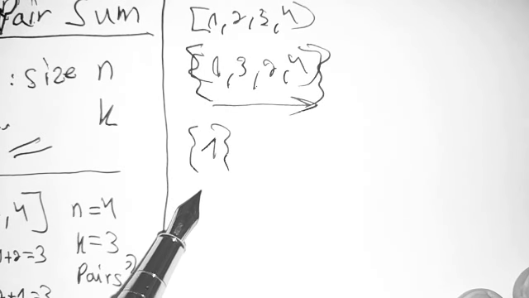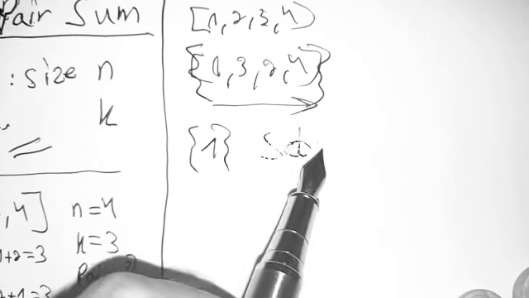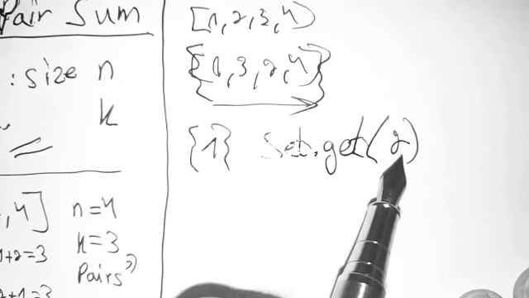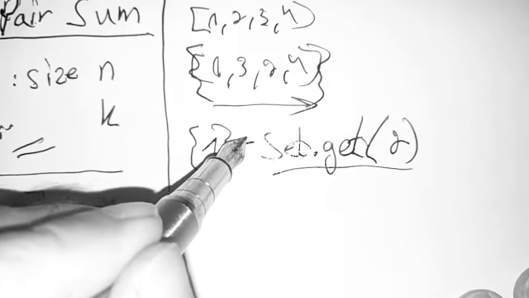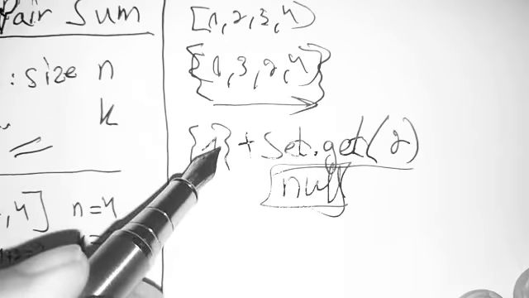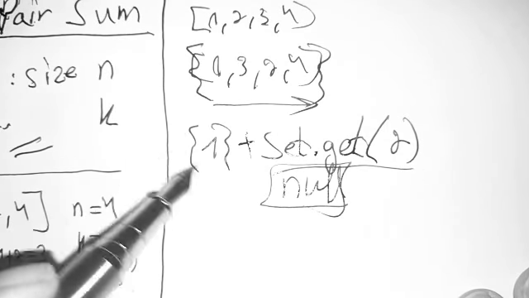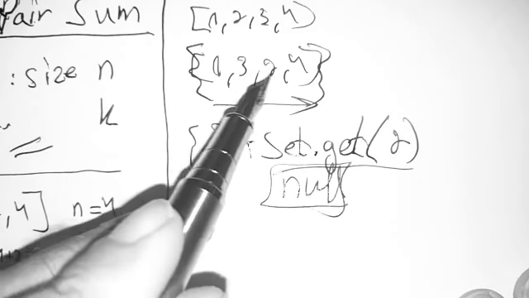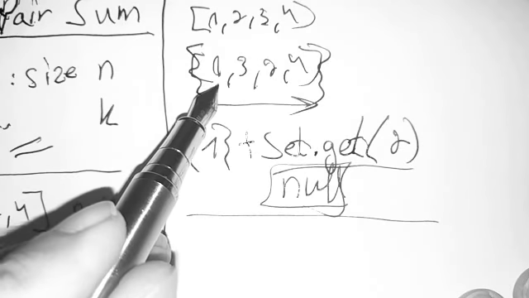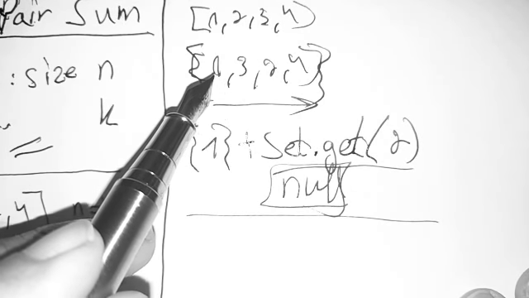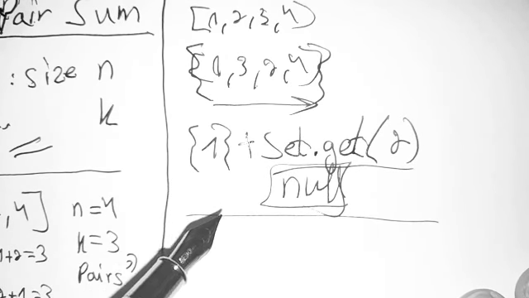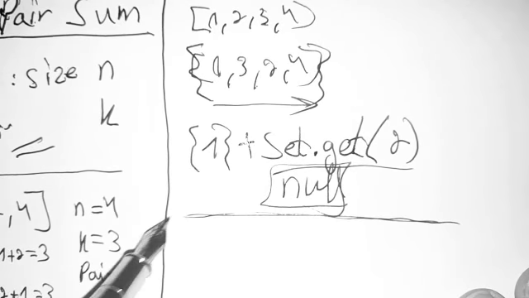Well, we simply need to do set dot get of the number 2, because if there is 2, then the sum of these would be equal. If there is none, then we don't have any number whose sum with 1 would be equal to 3. So if we put all the items in a set, we could simply scan item by item, and for each item find its complementary to the k. So again, a very cool solution.